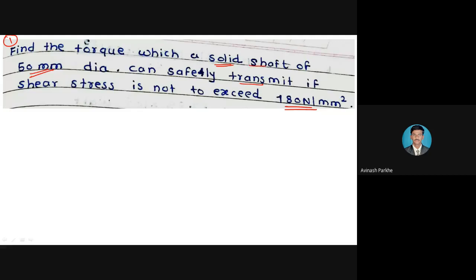The type of shaft is also mentioned in the statement. For which shaft do we have to calculate the torque? Solid shaft. That solid shaft has a diameter of 50 mm and it can safely transmit shear stress not to exceed. So whatever shear stress is induced in that particular solid shaft is 180 Newton per mm square.